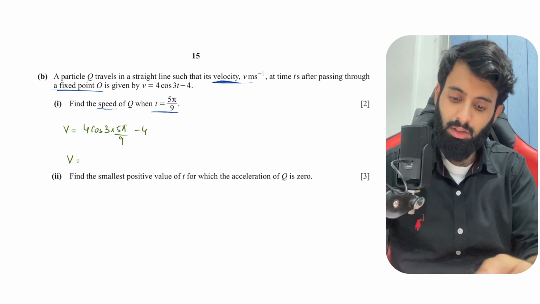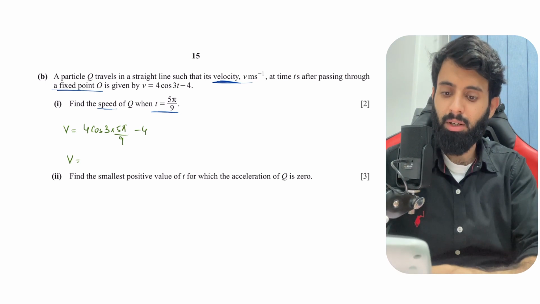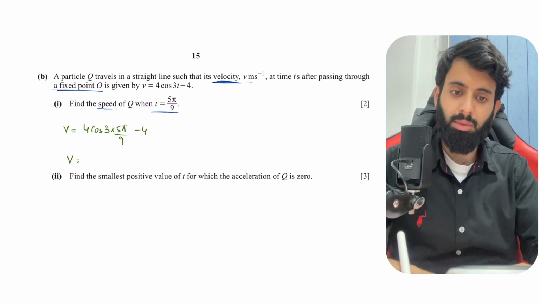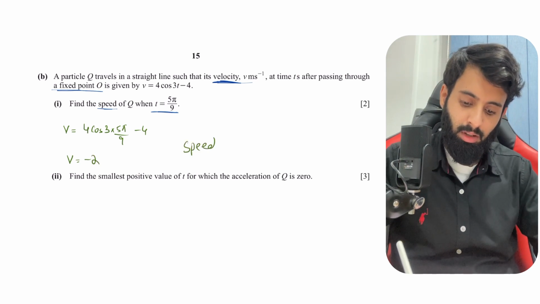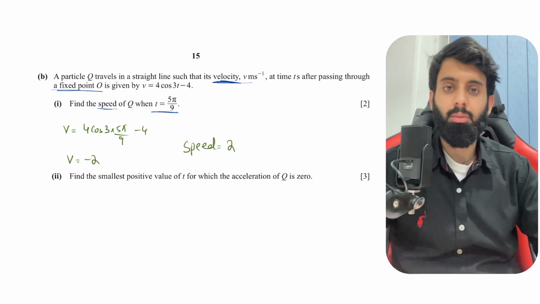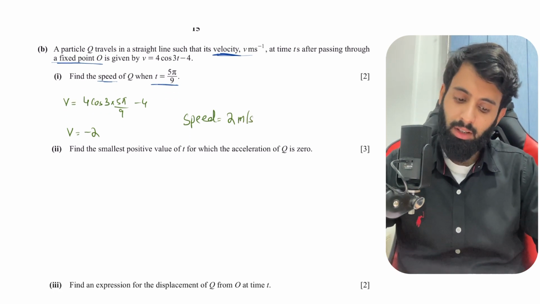So 4 cos 3 into 5 pi upon 9, bracket close, minus 4. So we have minus 2, but since the question is asking for speed, we'll just write speed is equal to 2 meters per second, not meter per second square, and that's it.